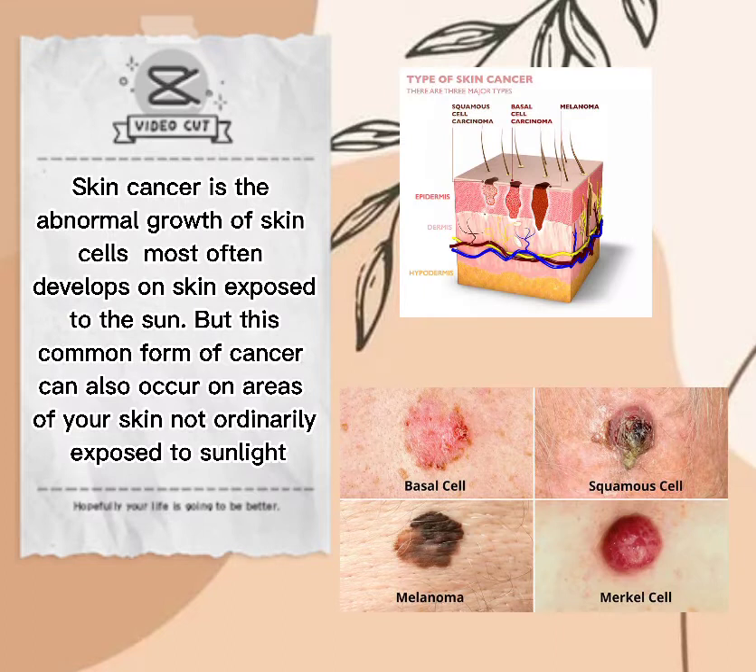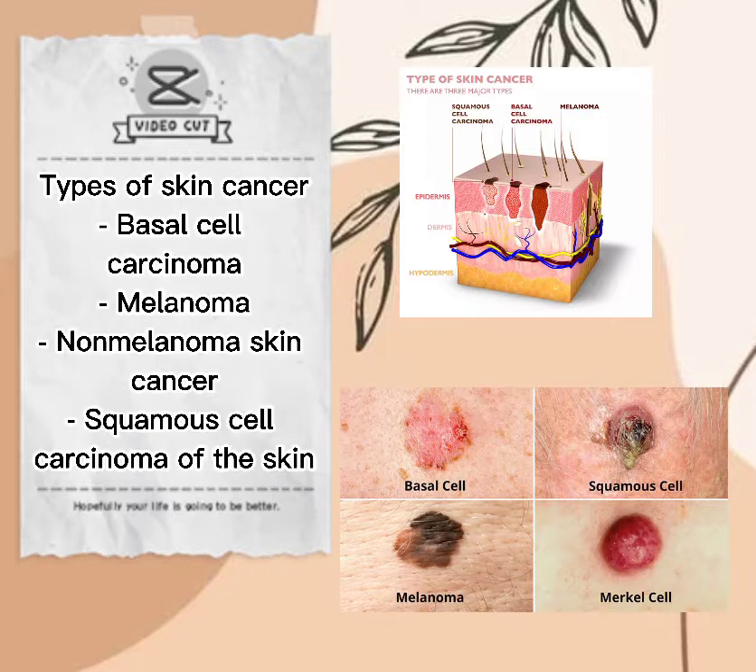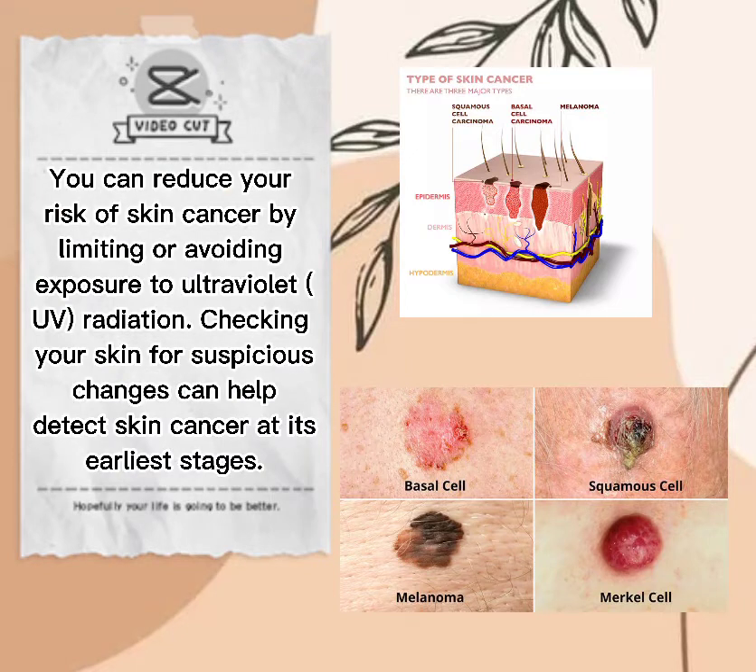Skin cancer is the abnormal growth of skin cells. It most often develops on skin exposed to the sun. But this common form of cancer can also occur on areas of your skin not ordinarily exposed to sunlight. Types of skin cancer: basal cell carcinoma, melanoma, non-melanoma skin cancer, squamous cell carcinoma of the skin. You can reduce your risk of skin cancer by limiting or avoiding exposure to ultraviolet (UV) radiation.